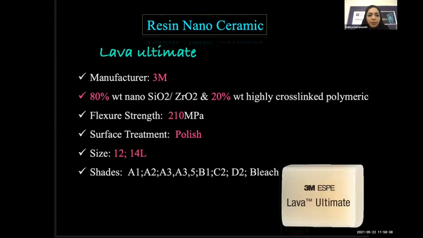About the other hybrid ceramic, the resin nanoceramic, we know this group from the Lava Ultimate blocks. The manufacturer is the 3M company, and Lava Ultimate has 80% ceramic with 20% polymer, and the flexural strength is about 210 megapascal. It's a one-step material and should only be polished. We cannot put it in the furnace because of its polymeric network, and it's available in different sizes and shades.